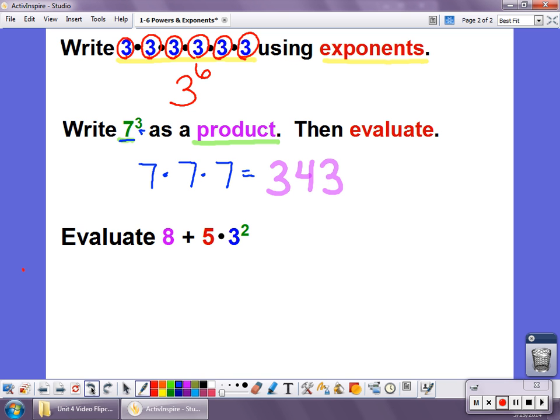Okay? And finally, last but not least, you might see problems like this one that involve exponents, but you also have to remember your order of operations. Remember, with order of operations, parentheses come first, then exponents, then we would either multiply or divide, whichever comes first in our problem, and then add or subtract.